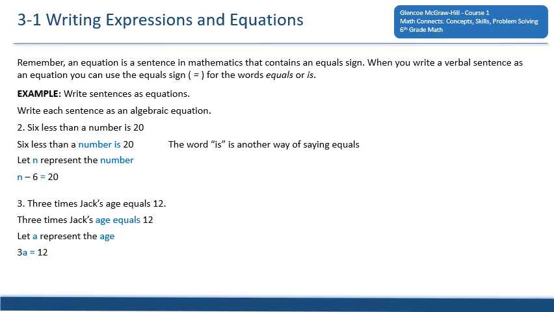3A equals 12. So this one was a little easier, right? Or 3 times A equals 12. The original thing said 3 times Jack's age equals 12. So we knew right away, well, this one sounds exactly like the equation.